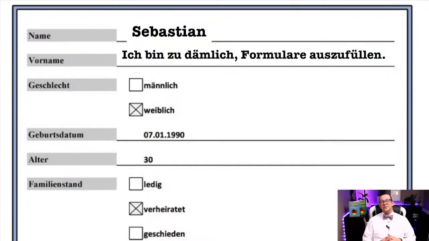All right, this is the last one that I have for stupid jokes for tonight, and that is basically just filling out a form, and it says Name, Sebastian, and then it says Vorname, ich bin zu dämlich, Formulare auszufüllen, which is first name. You have Name as the first blank there, which is just Sebastian, and then Vorname is German for first name, and it says I am too stupid to fill out forms. So I'm too stupid to fill out forms properly.